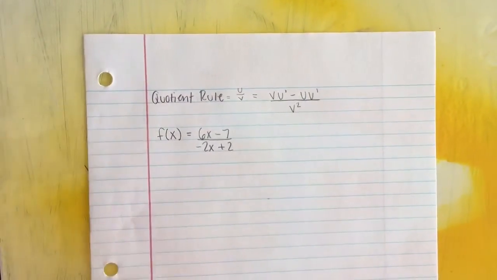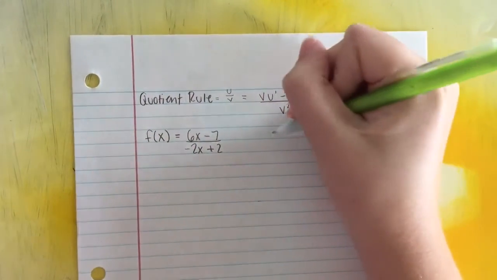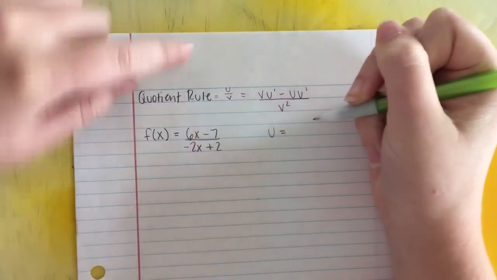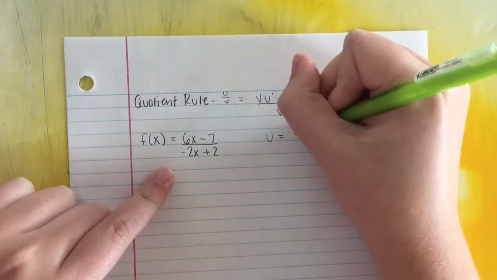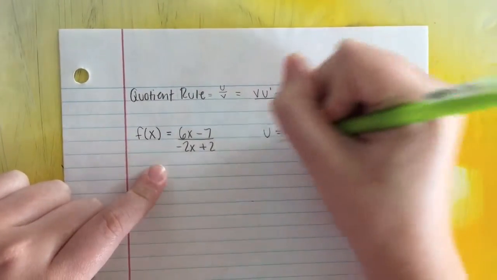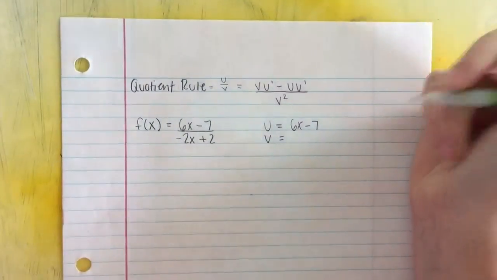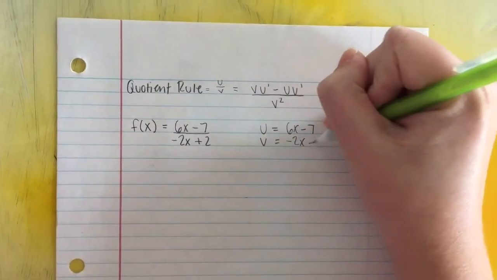So let's identify u and v first. u is going to be the top part of the fraction and v is going to be the bottom part. So u is going to equal 6x minus 7. v is going to equal negative 2x plus 2.